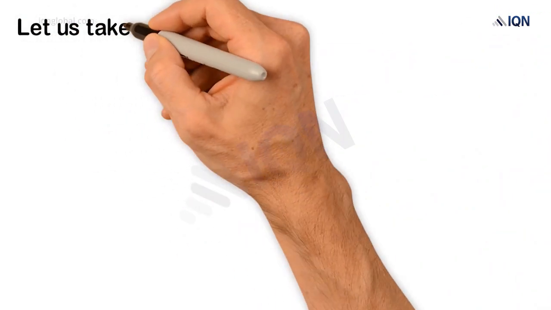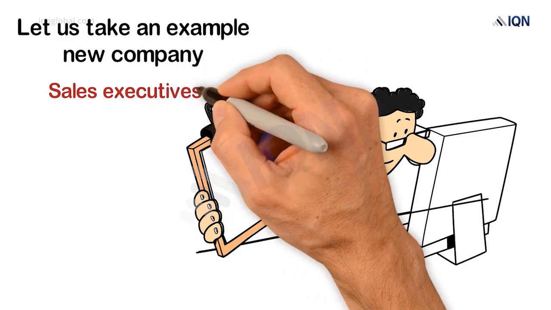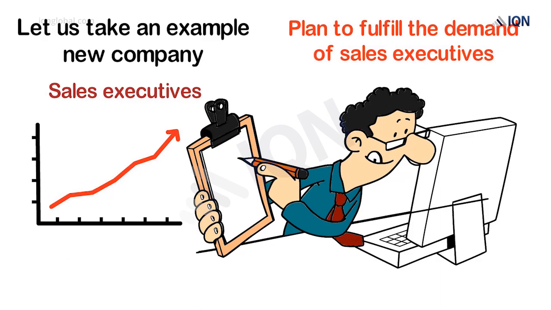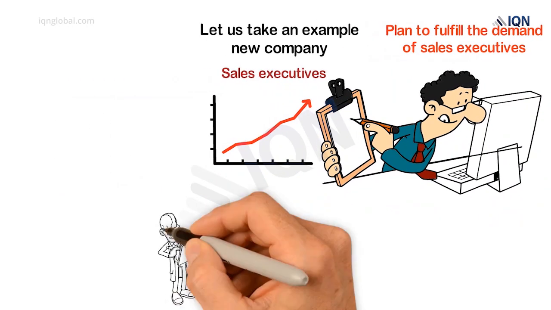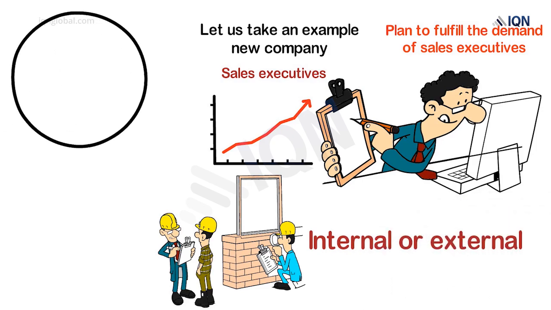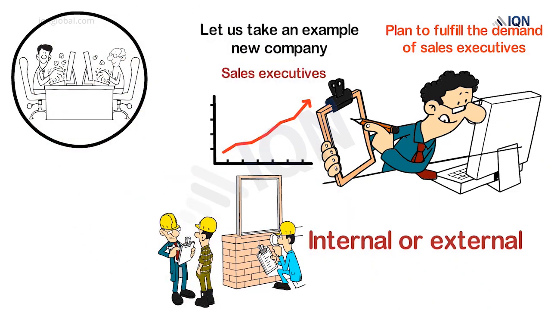Let us consider an example of a new company which recognizes the need for more sales executives to support its growth. So, the company needs to plan how to fulfill the demand for sales executives. It will forecast the supply of labor. Supply of labor can come from internal or external sources. People from other departments of the company can be transferred to take up the roles of sales executives. This is an example of internal supply of labor.